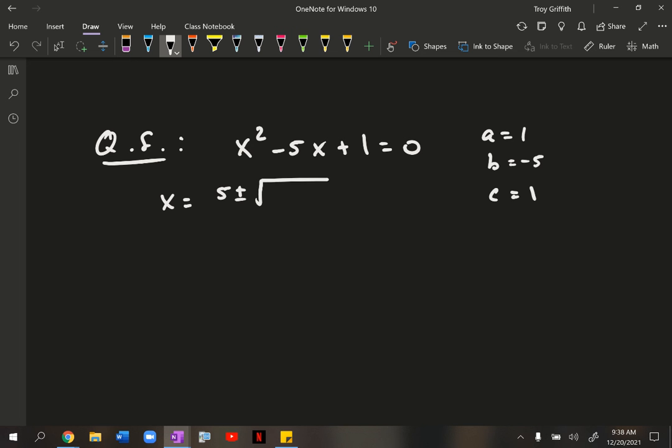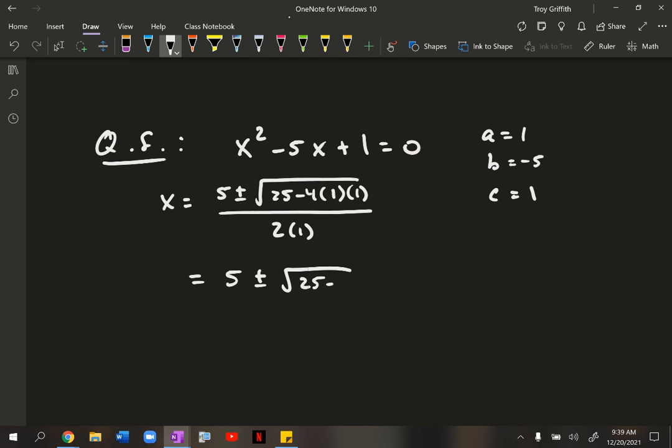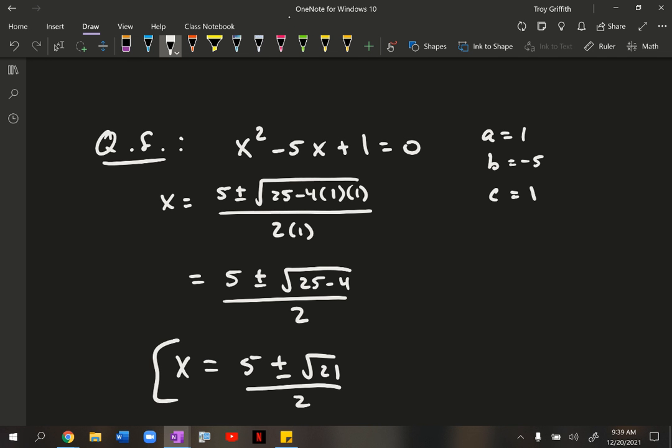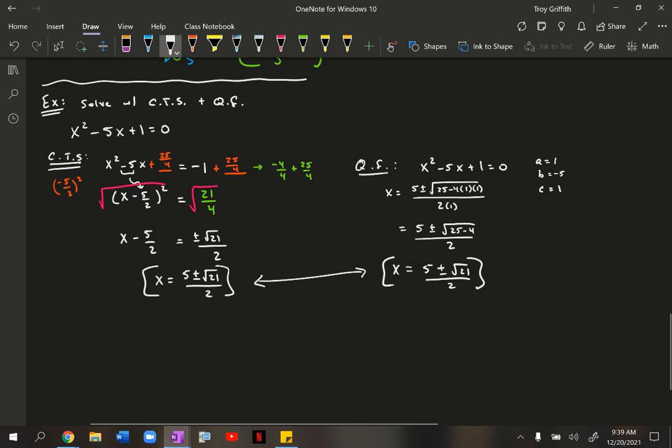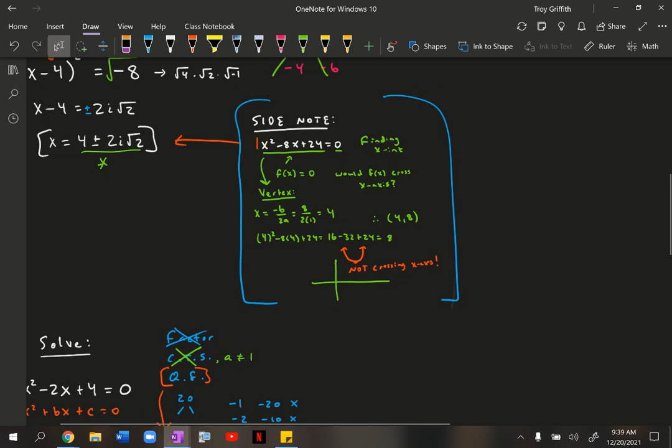So negative b is negative negative 5, which is 5, plus or minus the square root of 25 minus 4 times A, which is 1, times C, which is 1, all divided by 2 times 1. This would be 5 plus or minus the square root of 25 minus 4 times 1 times 1, which is 4, all divided by 2. And 25 minus 4 is 21. And so, as I expected, solving this by completing the square or the quadratic formula yields the same results. Just note that on this one, my result is a real number instead of an imaginary number, but that doesn't change anything. We still use the exact same strategy to get this answer just like we did in these first couple examples that we tried.